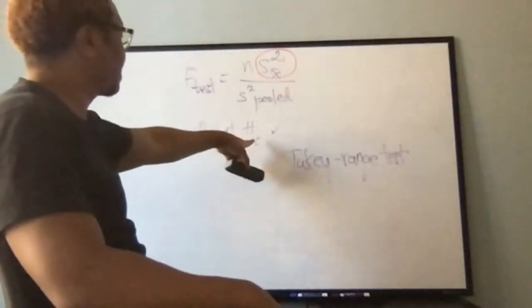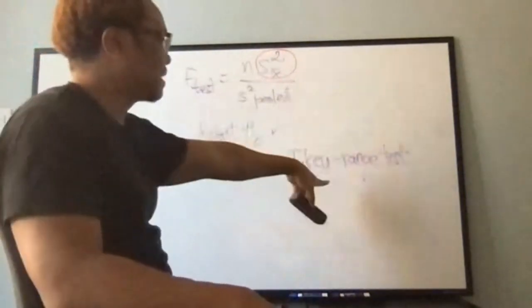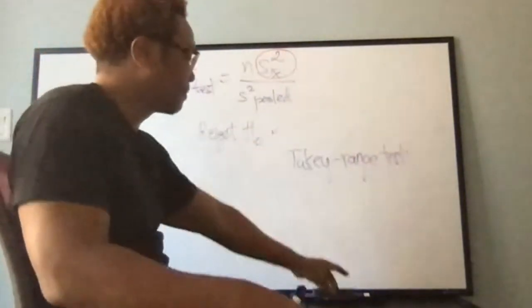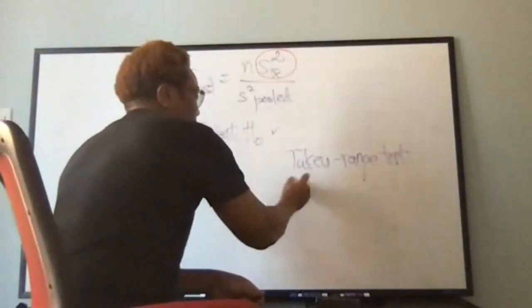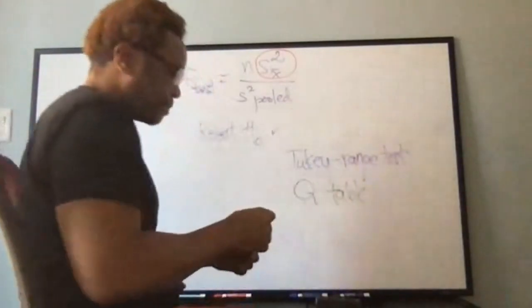Yeah. But this says reject H sub 0. In other words, if you ended up rejecting H sub 0, then you have to go to the next step, which is called the Tukey range test. And that's when you have to end up at some point using the Q table to help you there.